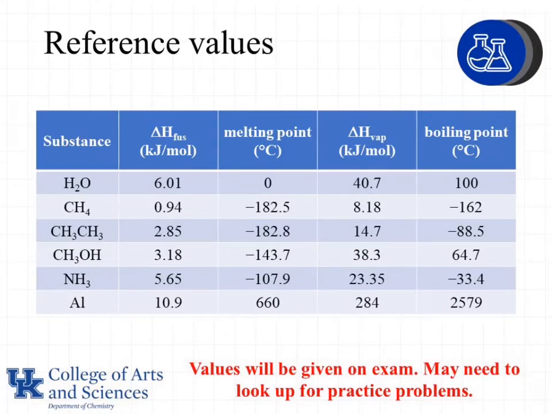Note that this also gives the melting point and boiling point for these substances at the normal pressure, which is 1 atmosphere. If we change the pressure, we would change the melting point and boiling points, and we would also change the values of the enthalpy of fusion and vaporization. These are not values you need to memorize. If needed, they will be provided on the exam.